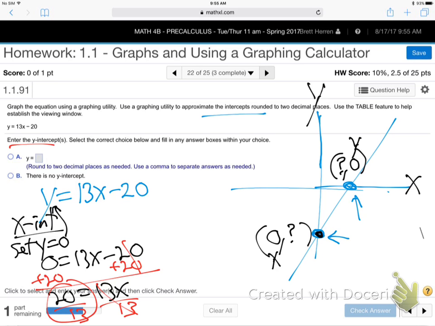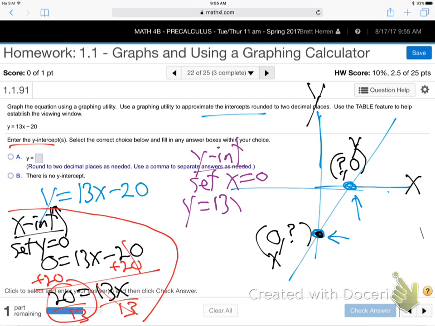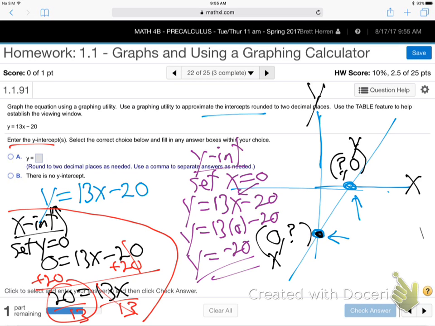I guess I should have started with the y. They want the y-intercept first, so I'll do the y-intercept now. So this was all the x-intercept. Now for the y-intercept, I'm going to set x to 0. Good. So when you set x to 0, put 0 in right there, you get negative 20. So there's the y-intercept. The y-intercept's way down here at negative 20.